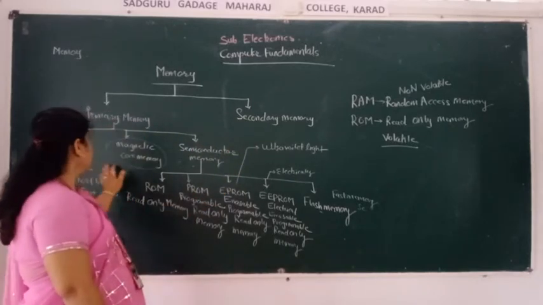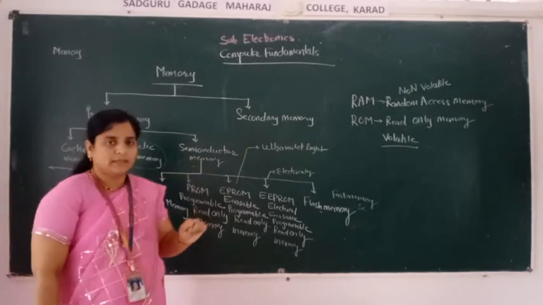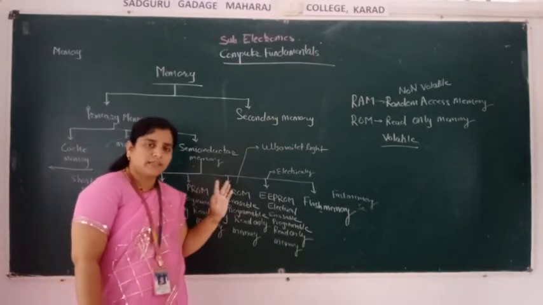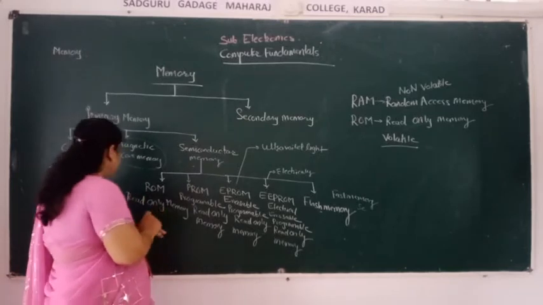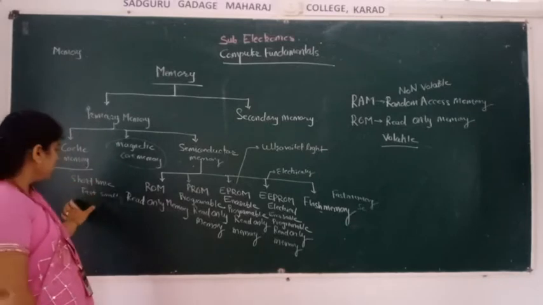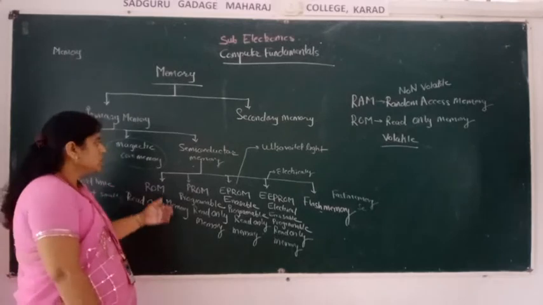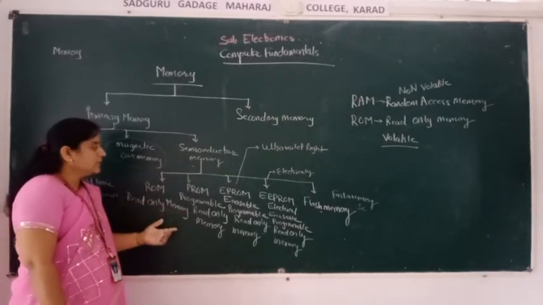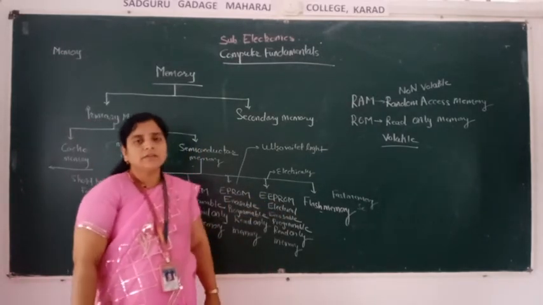Now primary memory is again of three types: cache memory, magnetic core memory and semiconductor memory. Magnetic core memory was used in the earlier days, in the first and second generation of computers. Cache memory is a very fast memory. It saves the data for a very short time and is very small in size. The next memory is the semiconductor memory. It is divided into ROM, PROM, EPROM, EEPROM and flash memory.